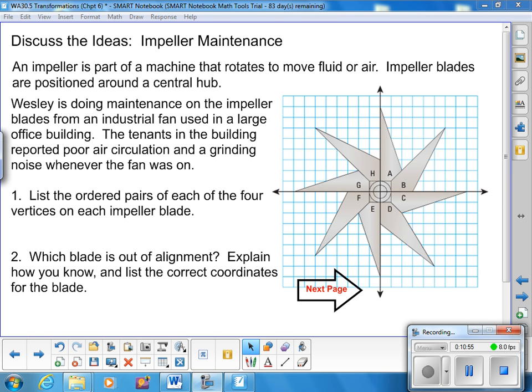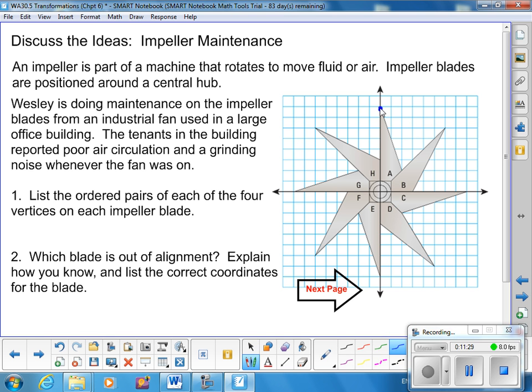Here's an activity you can try. This impeller is a part of a machine that rotates to move fluid or air. The impeller blades are positioned around a central hub. Wesley is doing some maintenance on the impeller blades from an industrial fan, and the tenants of the building report poor circulation and a grinding noise when the fan is on. So first thing I want you to do is list the ordered pairs of each of the four vertices of the impeller blades.